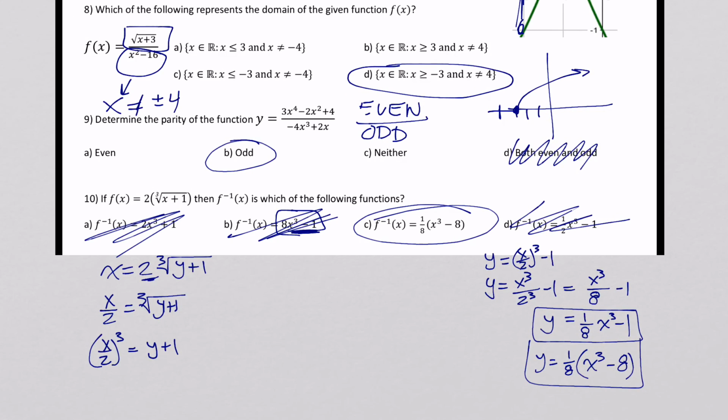It is very, very common for you to get an answer and then not see that answer as a multiple choice option because it's written in a different form. So you need to be comfortable factoring things and rewriting things to try and find an equivalent form. There you go.